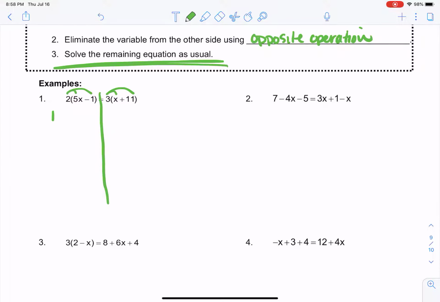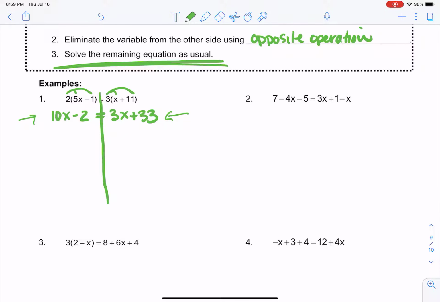When I do that, I get 10x minus 2 equals 3x plus 33. Now I don't see any like terms on either side. So when I talk about either side, I'm just looking here, 10x minus 2, those are not like terms. And then I look separately over here, 3x plus 33, no like terms. Okay? So now I'm just going to solve like normal.